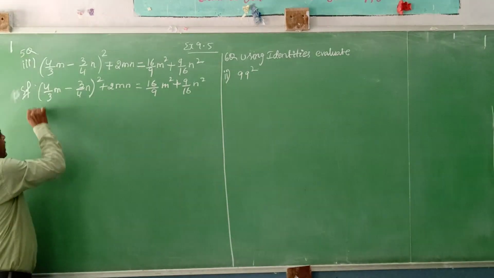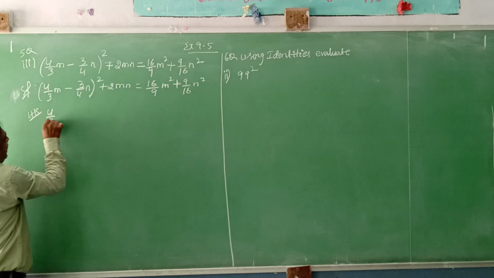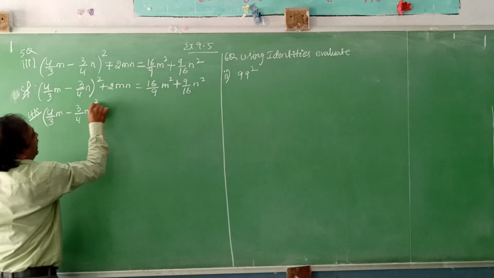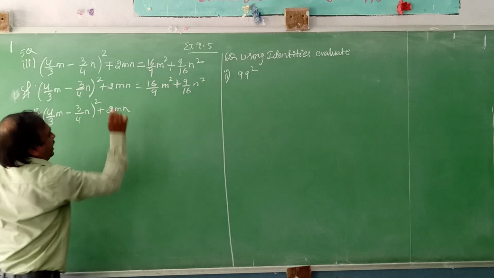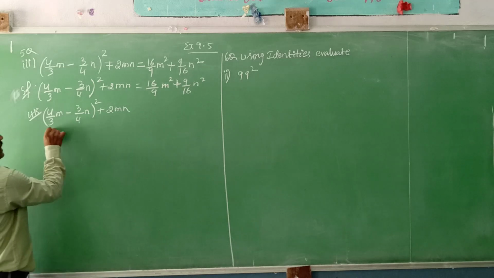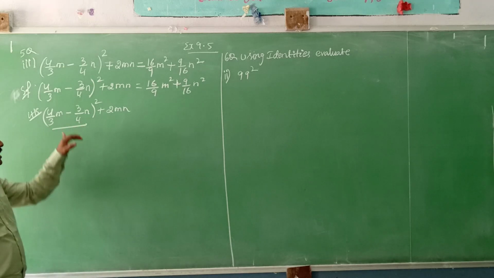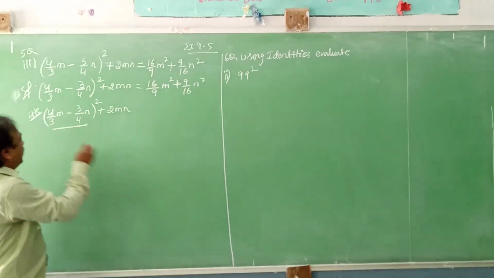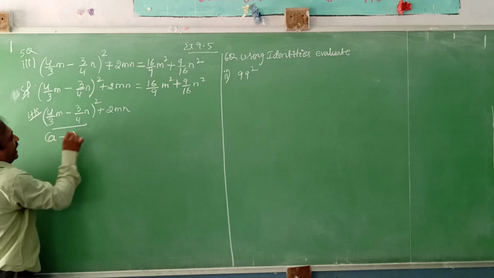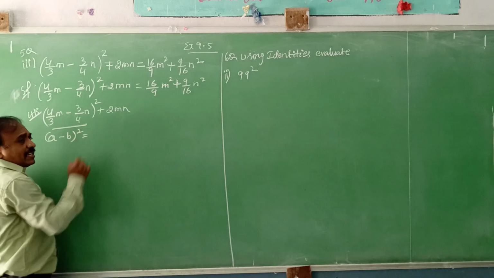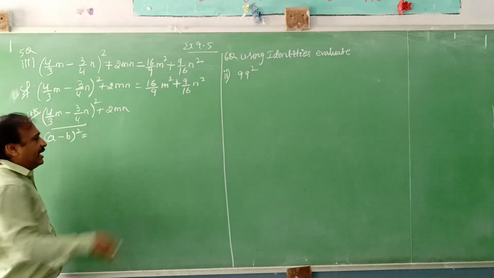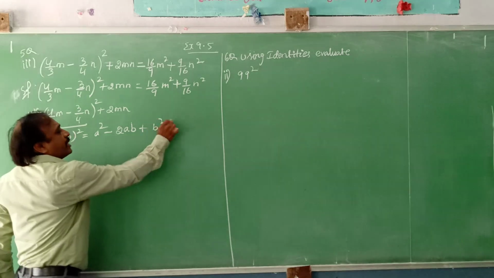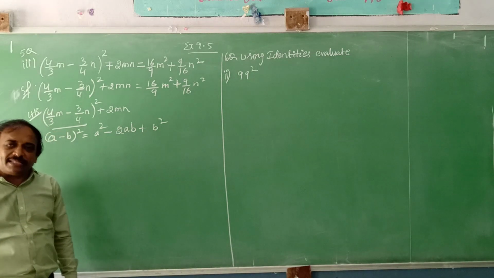Now taking the LHS part, 4 by 3m minus 3 by 4n whole square plus 2mn. Observe it, only this part we can use the identity. Which identity can be used? Yes, you are right, a minus b whole square. So what is the a minus b whole square identity? Yes, a square minus 2ab plus b square.